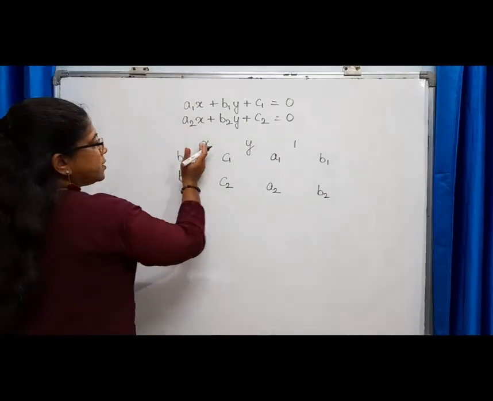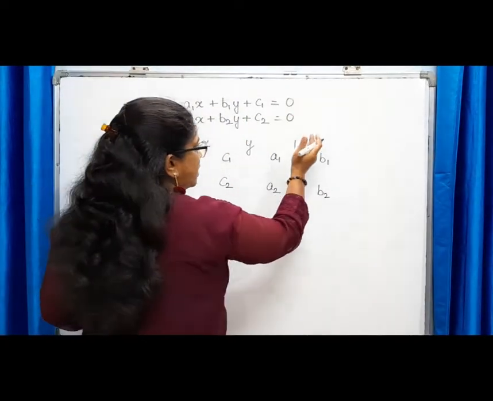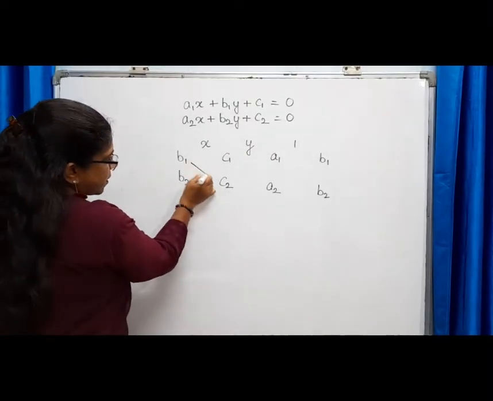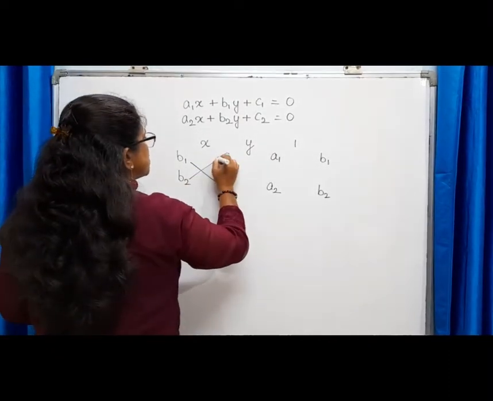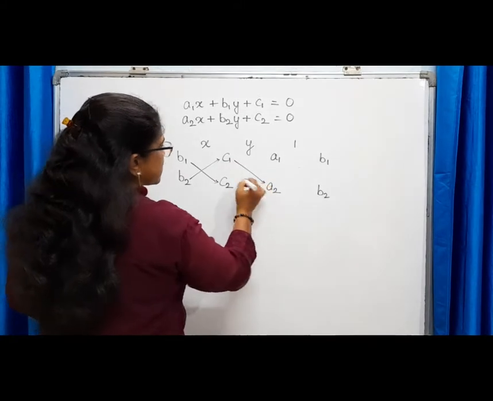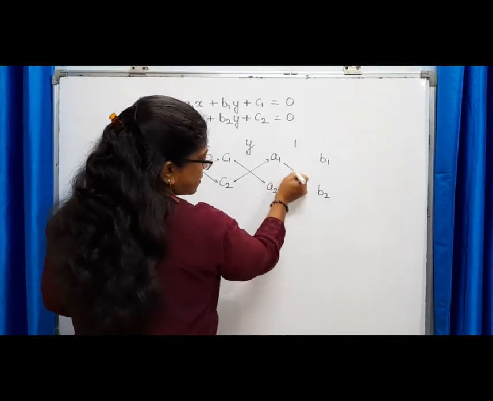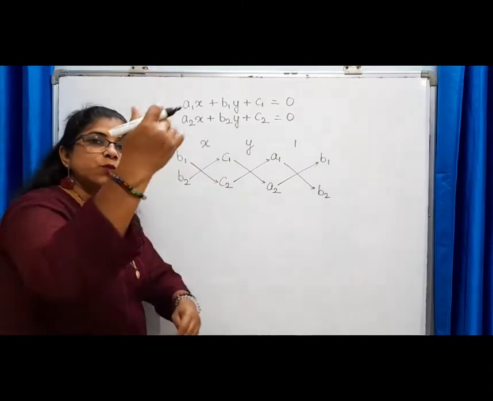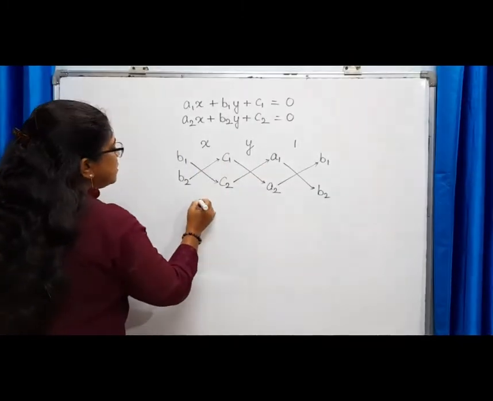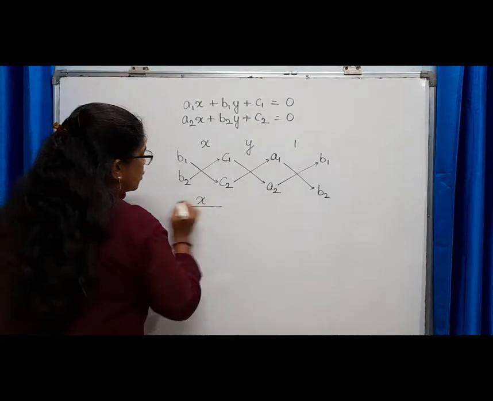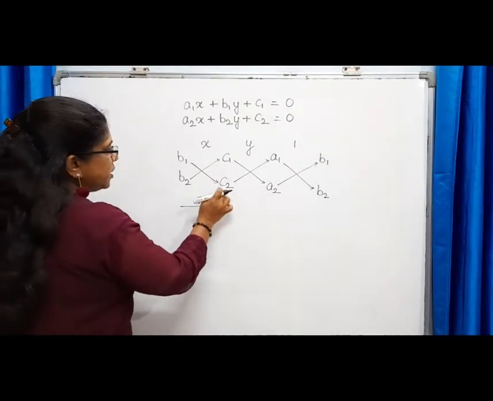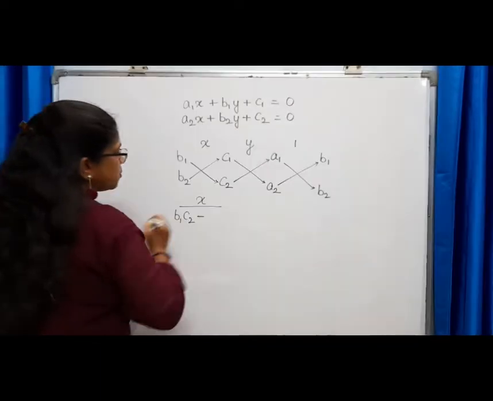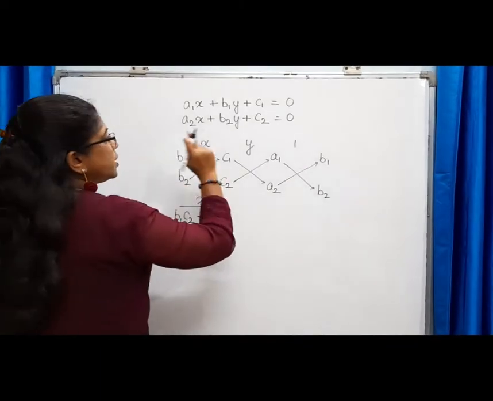And what we have to write here? x, y and 1. Now how to cross multiply? Our cross multiplication goes like this. Now next, here, x upon b1 into c2 minus b2 into c1.